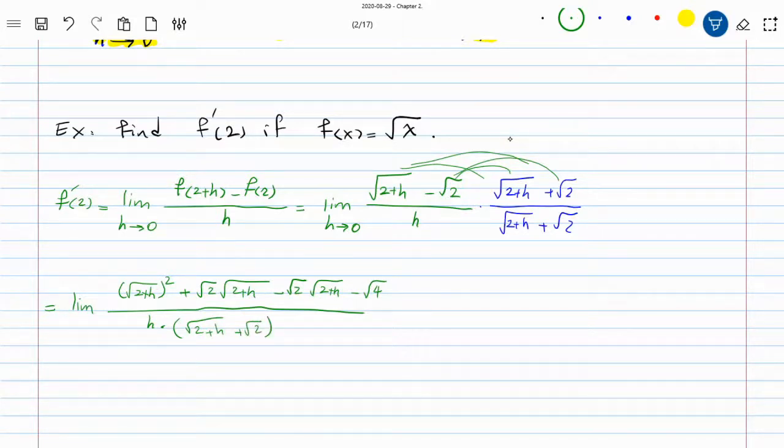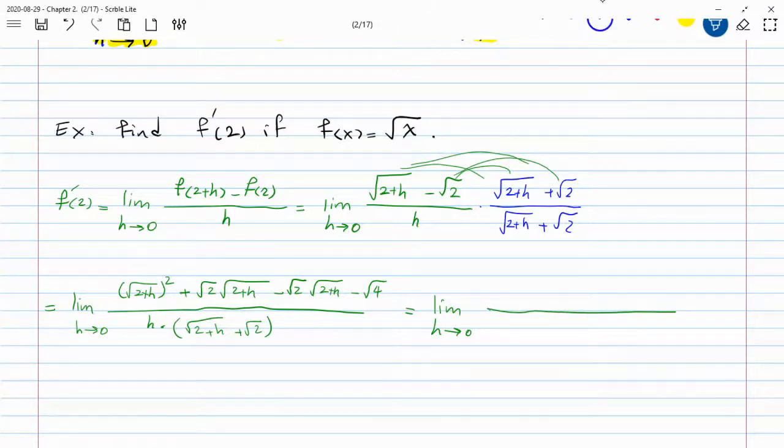And you notice that I didn't distribute the h because I want to cancel out that h somehow. This h in the denominator causes the denominator to be 0. So I don't want to distribute it. I want to keep it in a way that hopefully it will cancel out with the numerator. Okay, let's continue.